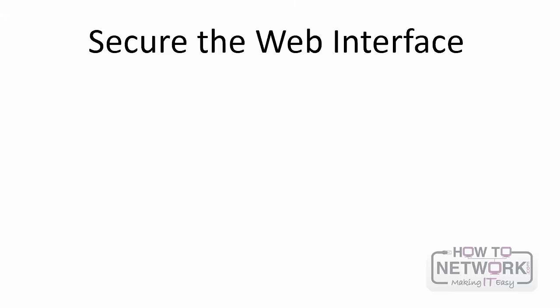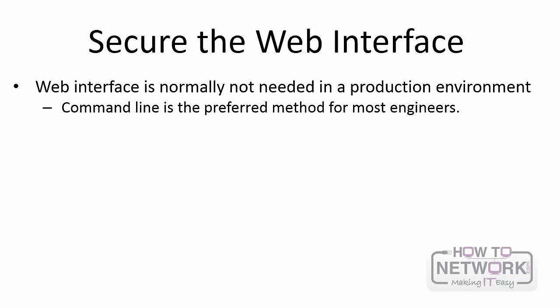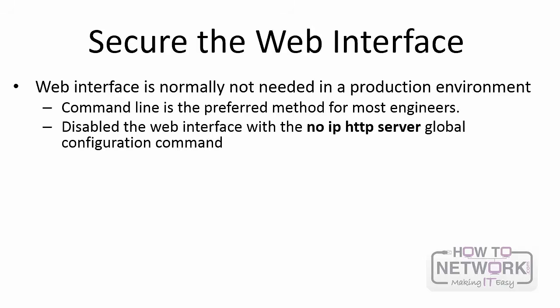Next, securing the web interface. Now, in most cases, the web interface does not need to be enabled on a switch because in most cases, engineers prefer to use the command line. So, in order to disable the web interface, you would do so with the no ip http server global command.